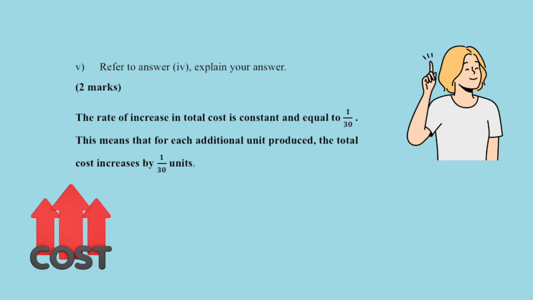Roman 5 question requires us to refer to the answer from Roman 4 and explain our answer. For Roman 5, we found that the rate of increase in total cost is constant and equal to 1 over 30. This means that for each additional unit produced, the total cost increases by 1 per 30 units.